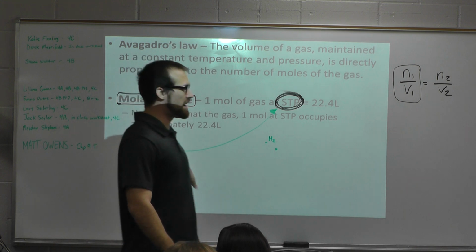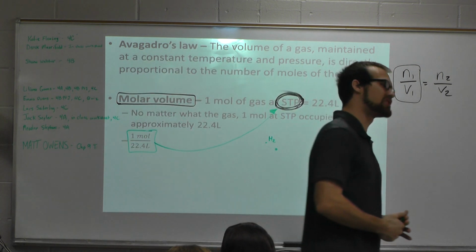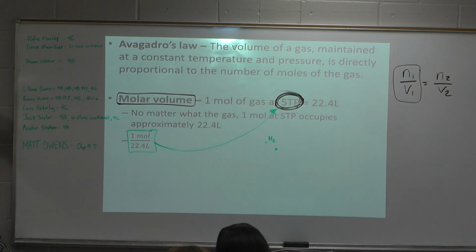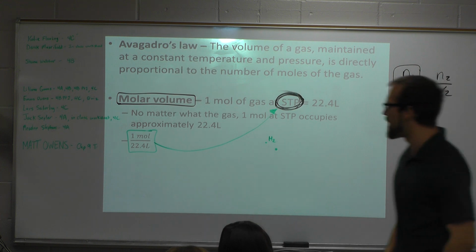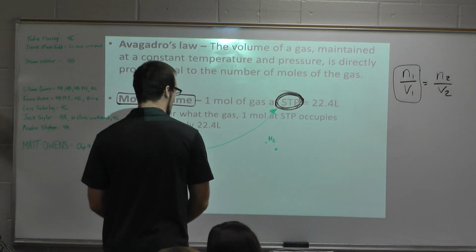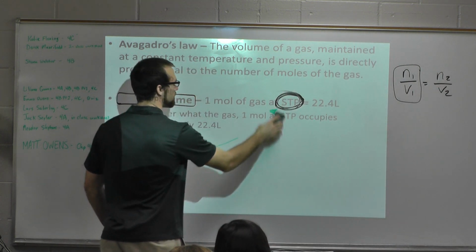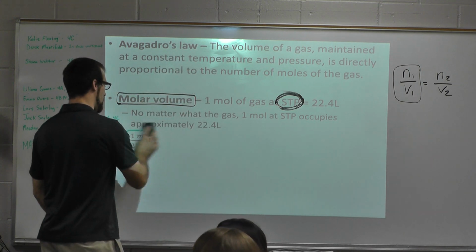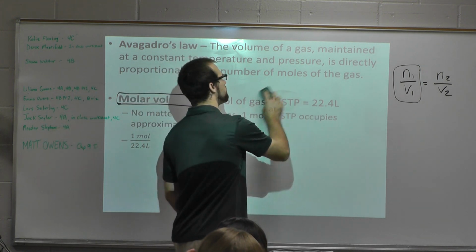You cannot use that at other than STP. Does that mean that the ratio isn't relatable? No, the ratio is still held constant, but it would be a different number. Okay? And since we know STP fairly well, what is STP? 1 atmosphere and 273 Kelvin, 1 atmosphere of pressure.